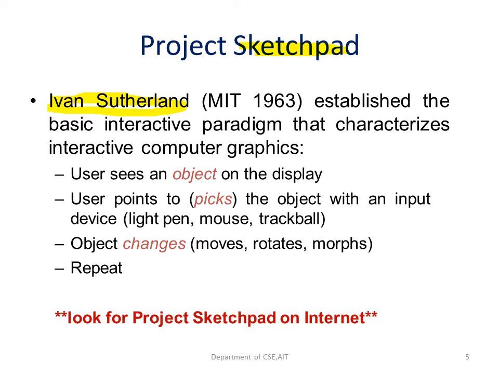So we can see the object on the display. We can select any object, and this selection can be done by using hardware devices like the light pen, mouse and trackball. The object can change its properties, or it can move, or it can rotate, or it can change itself. So continuously there will be an interaction between the user and the program. That concept was brought about by Ivan Sutherland through his project Sketchpad, which earned him many prizes and awards.